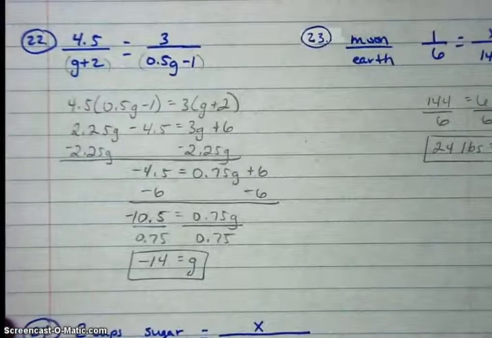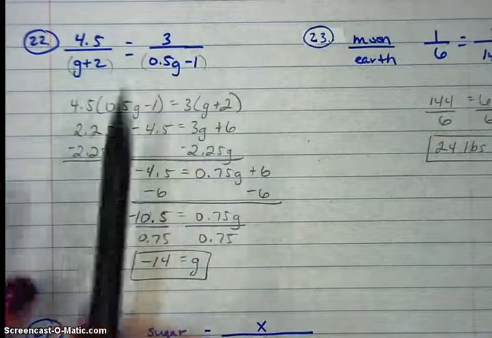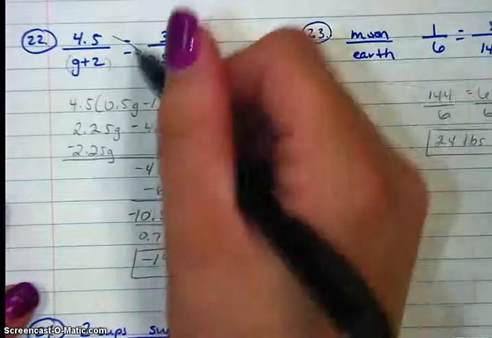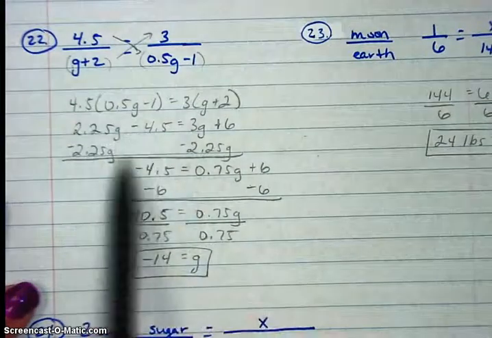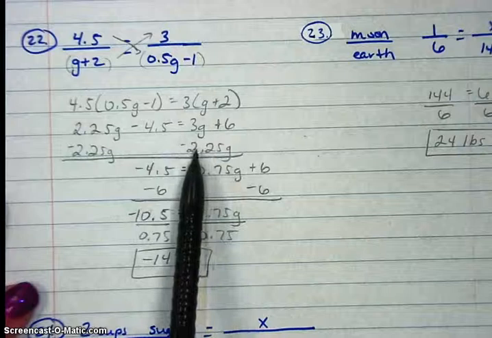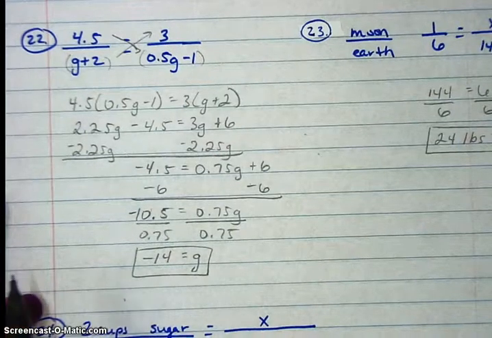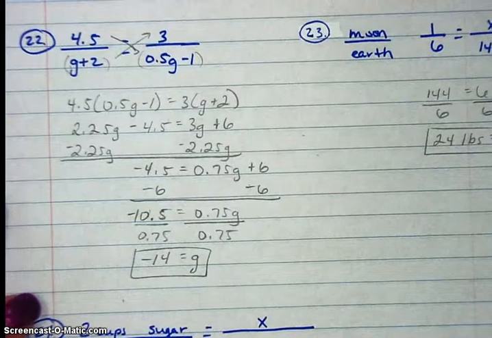Number 22. Once again, I put parentheses around those two sums and differences. Cross multiply, 4.5 times 0.5g minus 1, 3 times g plus 2. Distribute. Combine your terms on the same side. Add or subtract, and then divide. So negative 14 is what you should get on g. Be very careful, especially with adding and subtracting. It's easy to do silly things.